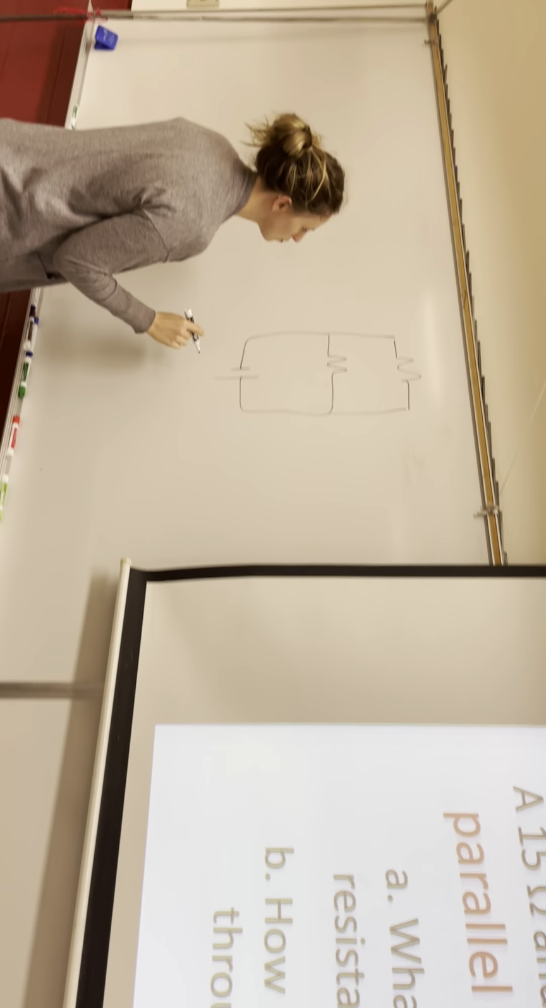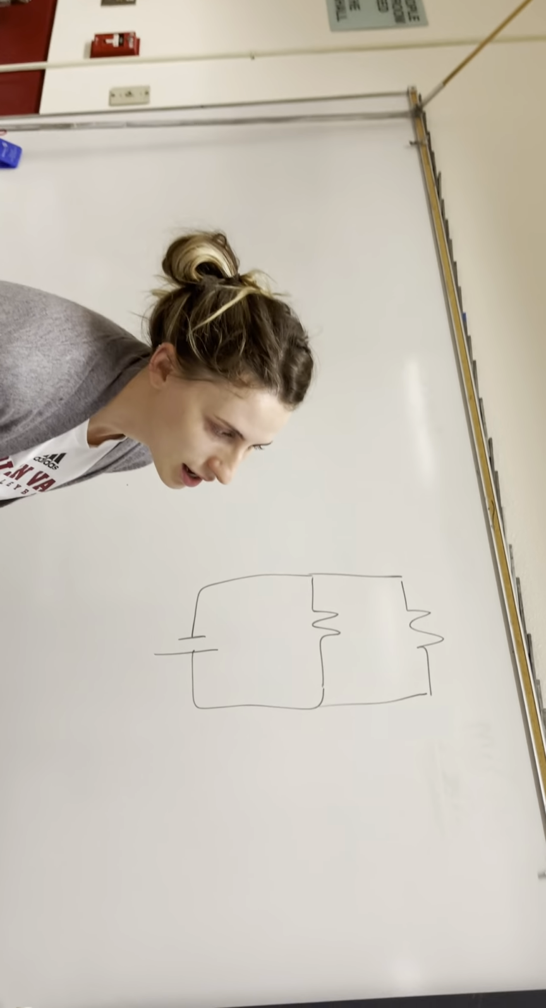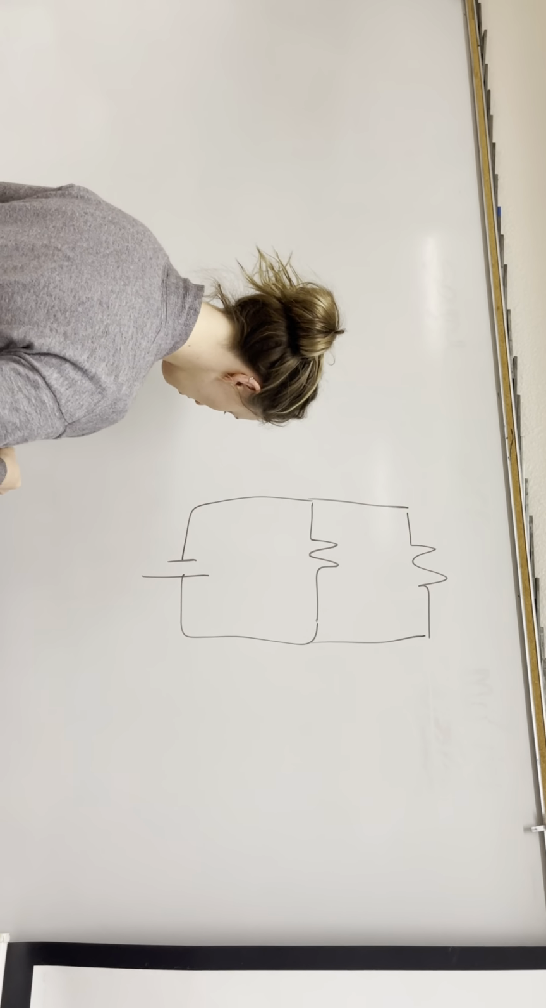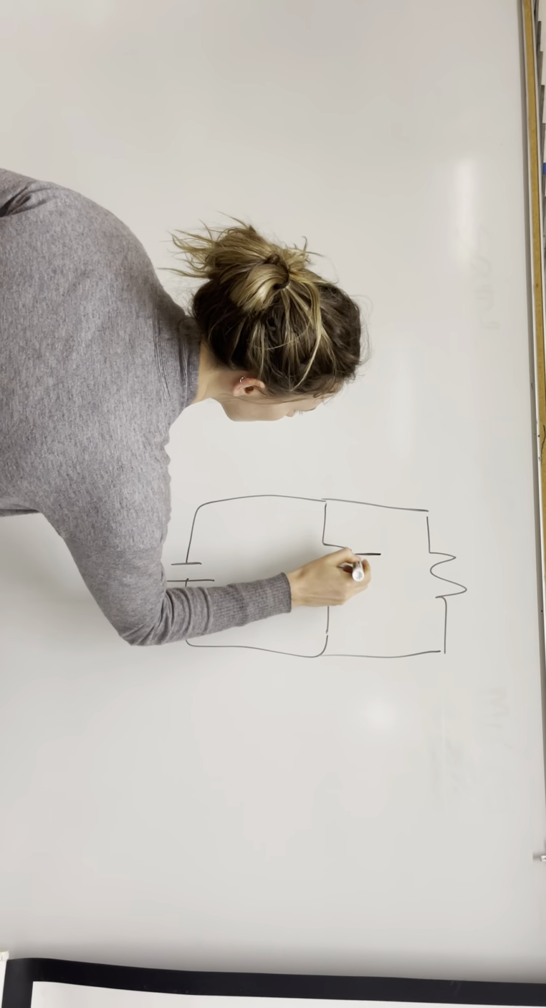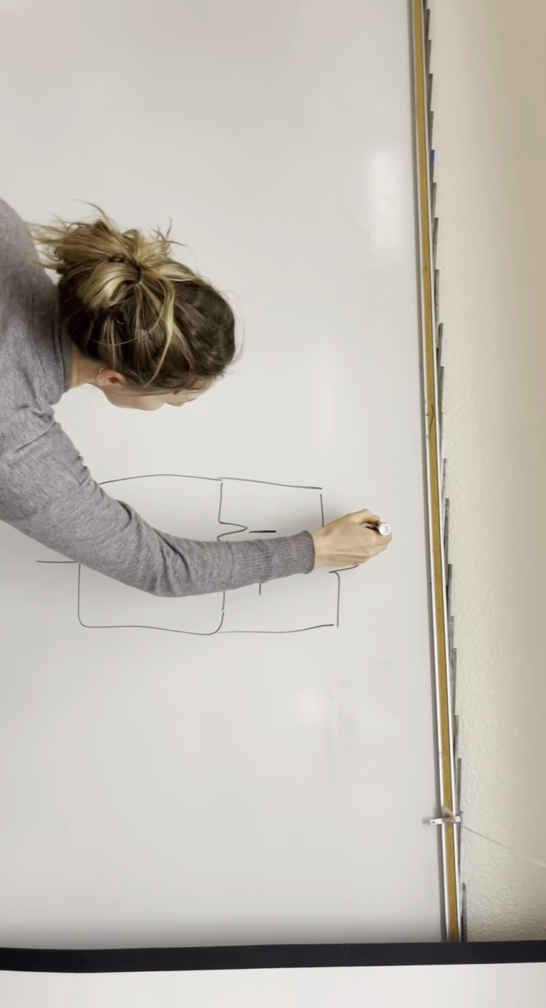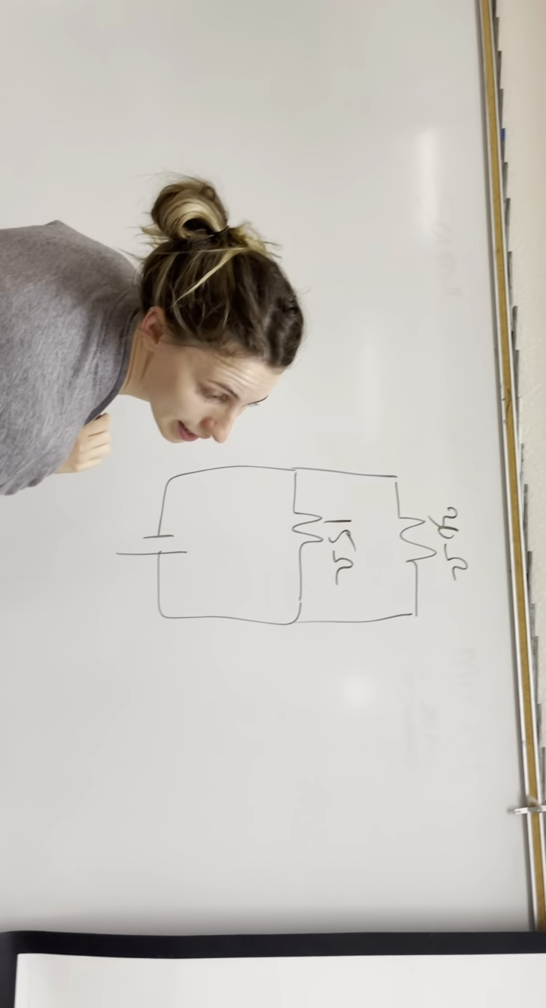Do you draw them like this, or do you draw circles? Okay. Yeah, I do. So we said we have a 15 ohm, and then a 30 ohm, and the battery has 3 volts.